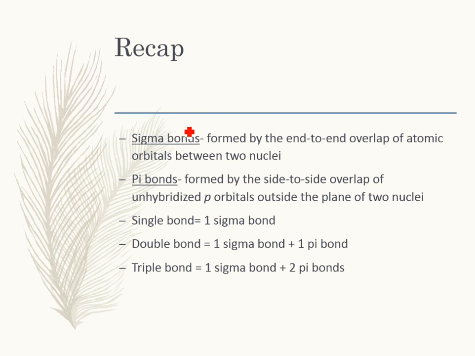So to recap, sigma bonds are formed by end-to-end overlap of atomic orbitals between two nuclei in the internuclear space. Pi bonds form by side-to-side overlap of unhybridized p orbitals outside the plane of the internuclear space. A single bond is a sigma bond, a double is a sigma and 1 pi, a triple is 1 sigma and 2 pi bonds.